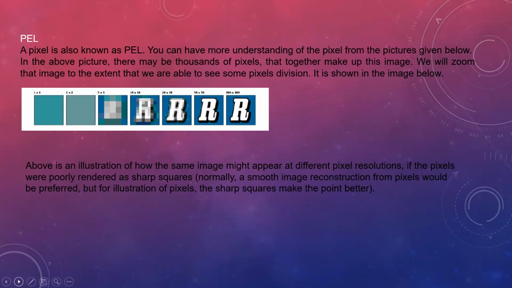Above is an illustration of how the same image might appear at different pixel resolutions if the pixels were poorly rendered as sharp squares. Normally, a smooth image reconstruction from pixels would be preferred for illustrations of the pixels. The sharp squares make up the point better. Here we can see the images of the squares at each resolution. As the resolution decreases, the pixel value also decreases. Here it is a clear resolution image, and when we reduce it, it becomes a little bit blurry. And here you can see the small square units, that is grids, which form the pixels.